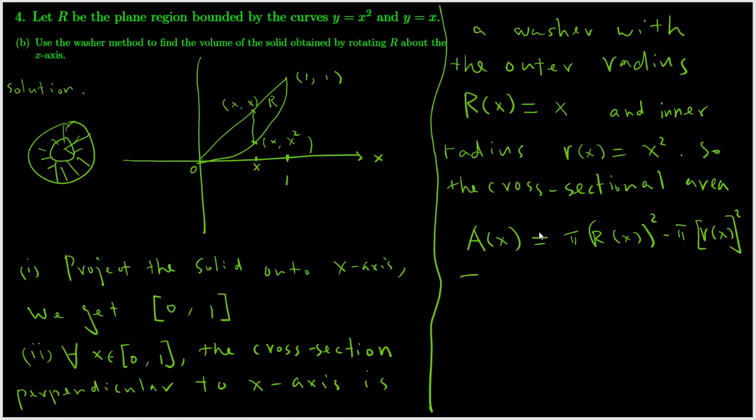We're going to plug everything in. Everything is going to be in terms of x. Eventually A of x is going to be a function of x. So you have pi times uppercase R of x, which is the same thing as x, so pi x squared, minus pi times the inner radius squared, pi times x squared squared. Can I just write pi times x to the power 4?